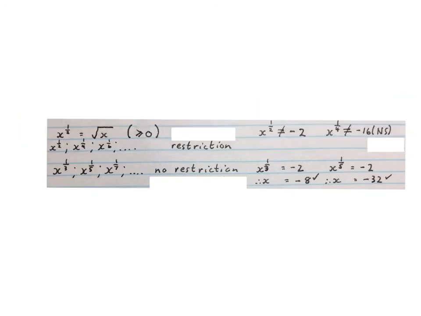But if there's x to the power of a third, x to the power of a fifth, or x to the power of a seventh, any odd number in the bottom of the fraction, there won't be any restrictions. Example, x to the third is minus 2. The answer will be x equals to minus 8. x to the power of a fifth is minus 2. x is equal to minus 32. This works. And the top ones won't. Please stop the video and get your brain around these.